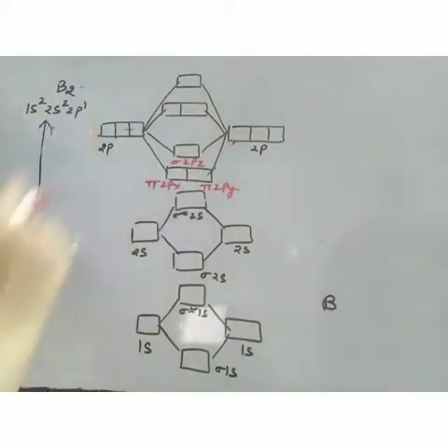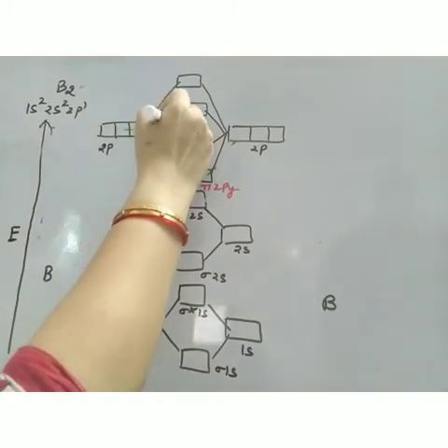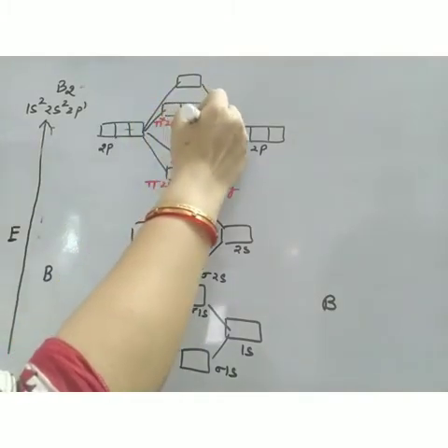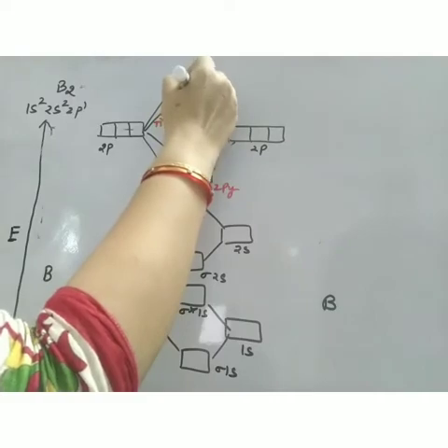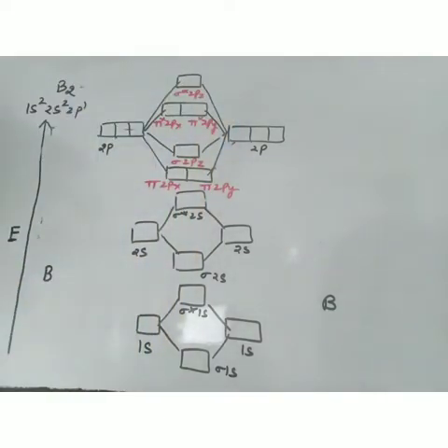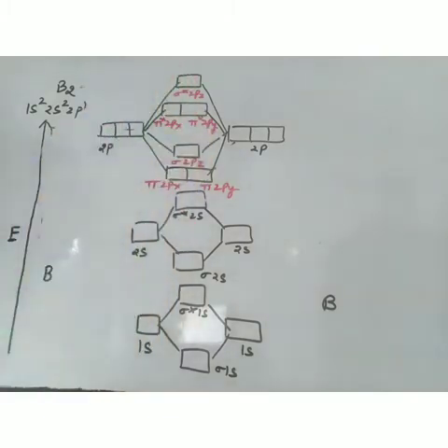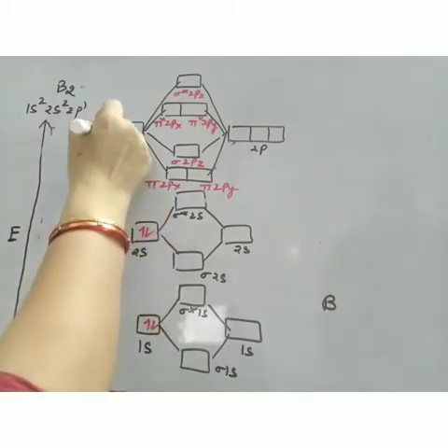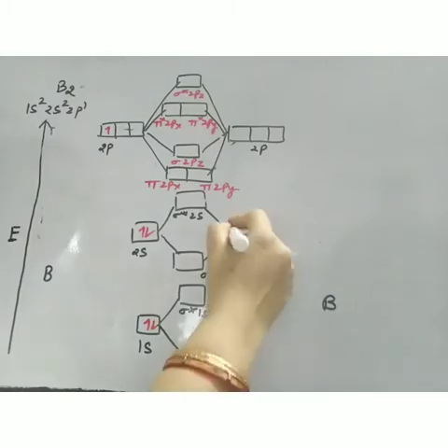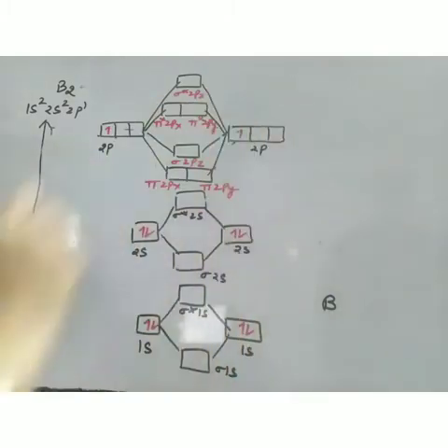Now the corresponding antibonding counterparts: pi star 2px, pi star 2py and sigma star 2pz. Okay, now you can see bonding are lower in energy, antibonding are higher in energy. Now fill the electrons. 1s2, 2s2 and 2p1.